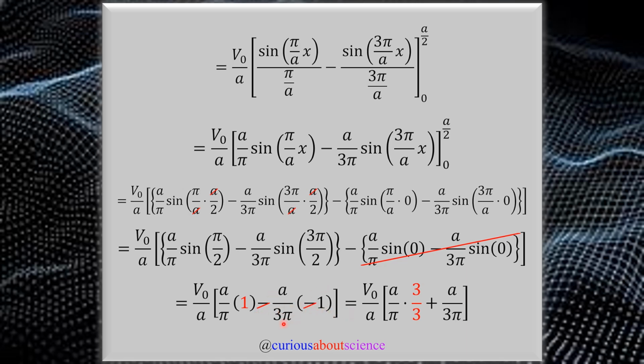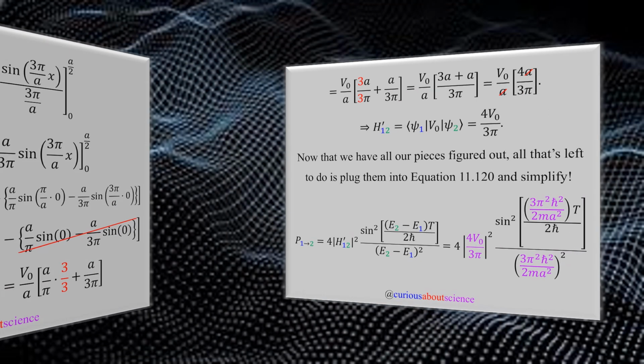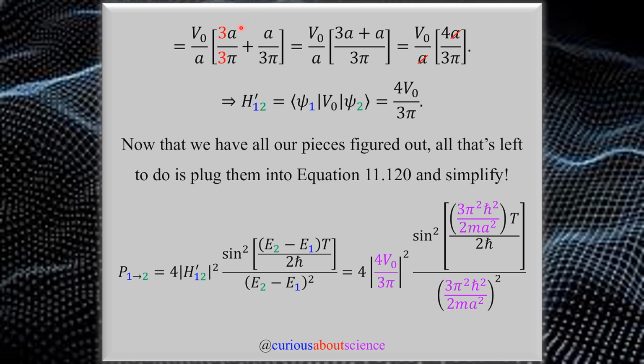Then a negative and negative cancel. So now we're in a situation where we have a over pi and a over 3 pi, so we just find a common denominator, hence the color-coded red right there, and then we can go ahead and simplify. After we find a common denominator of 3 pi, we have 3a over here, add that with a, that's going to give you 4a. So the a from the normalization and the a from the integral evaluation cancel, and we see that the matrix element of our perturbation here is equal to 4 v0 over 3 pi.